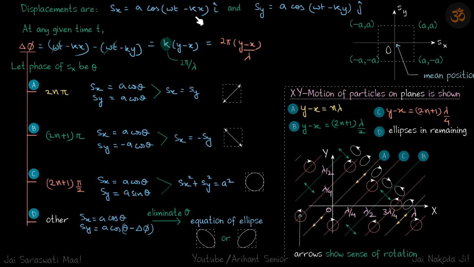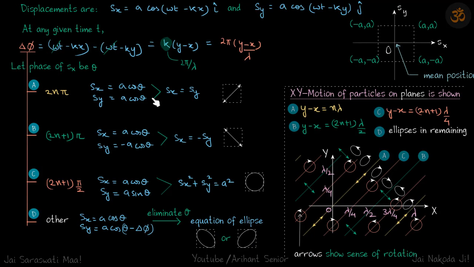So our displacement Sx is this and Sy is this. The phase difference delta phi between these two, at any given time t, will be (omega t minus kx) minus (omega t minus ky). So t will disappear, and you will get k into (y minus x). K is 2 pi by lambda, so this becomes 2 pi (y minus x) by lambda. This is the phase difference between the displacement in the x direction and the displacement in the y direction. Again you can see at the origin, y and x both will be 0, and delta phi is 0, so that's why there was constructive interference at the origin. That's what we saw here.